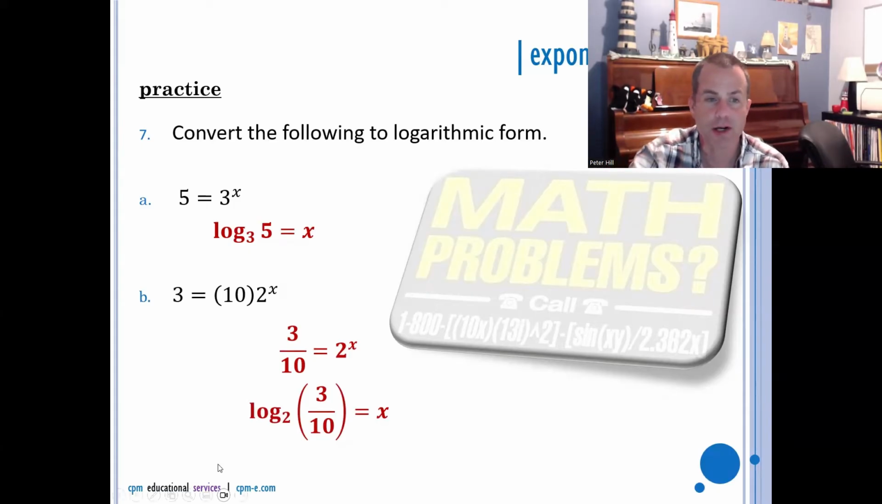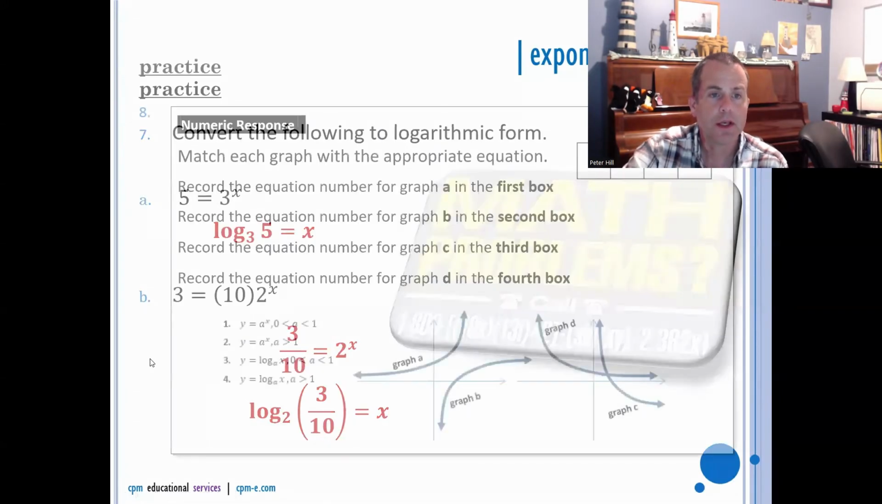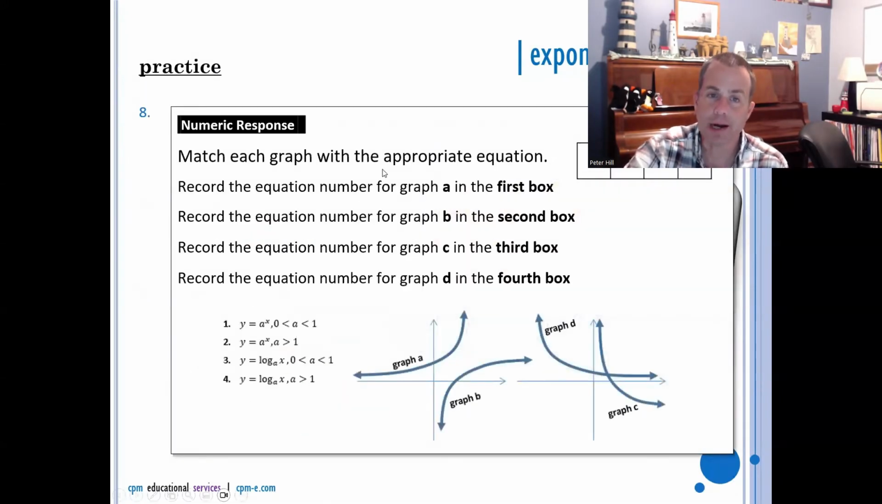All right, friends, you guys are rocking this. Match each graph with the appropriate equation. So record the equation for graph number A in the first box. What I want you to notice here, first of all, when I look at all these equations, there are no transformations involved, okay?